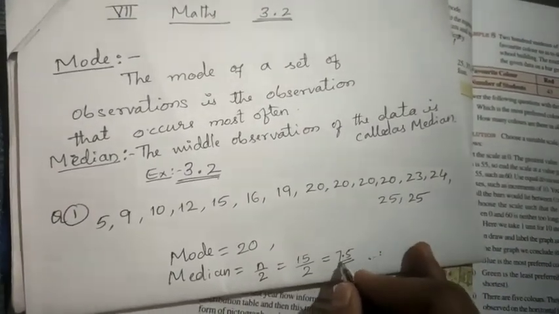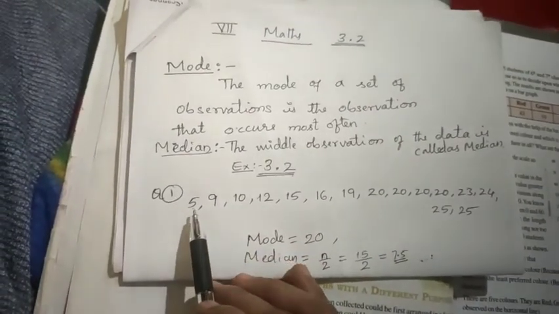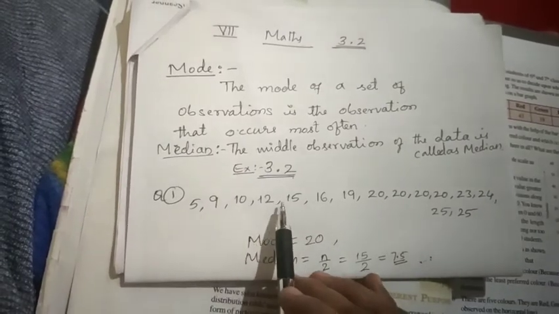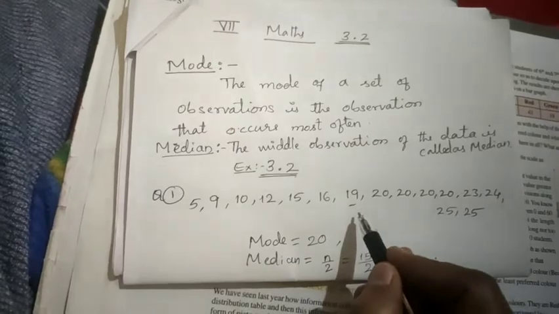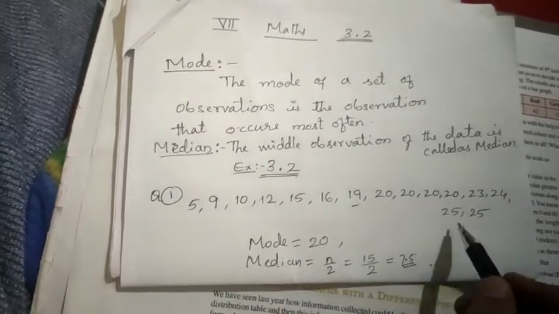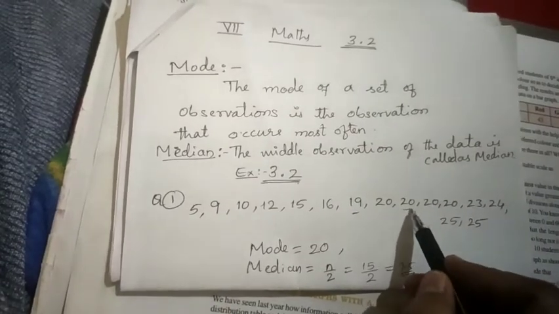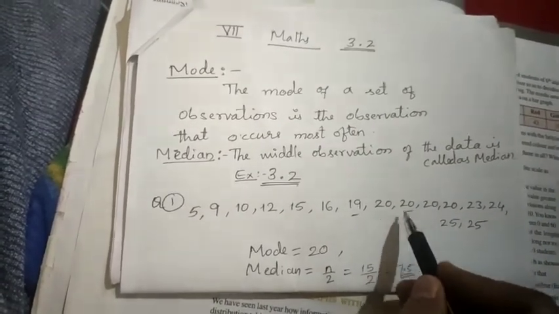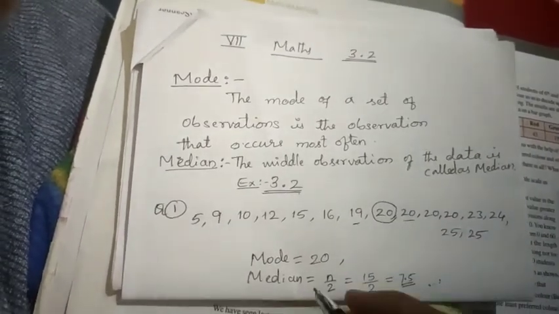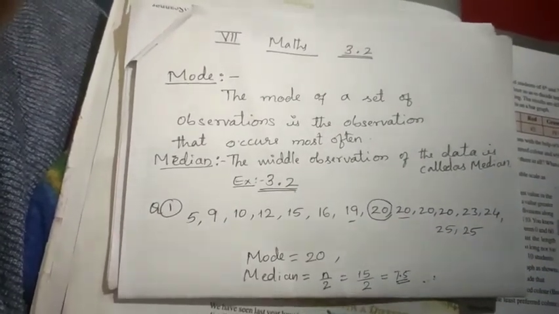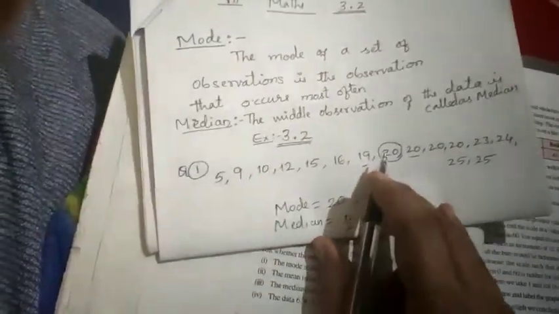Okay, this 7. So here count from left to right: 1, 2, 3, 4, 5, 6, 7. So up to this. Then from right side to left: 1, 2, 3, 4, 5, 6, 7. So up to this. What's here? In between these two, what is left? This 20. It is the middle observation. So the middle observation is what? 20. Therefore median equal to 20.